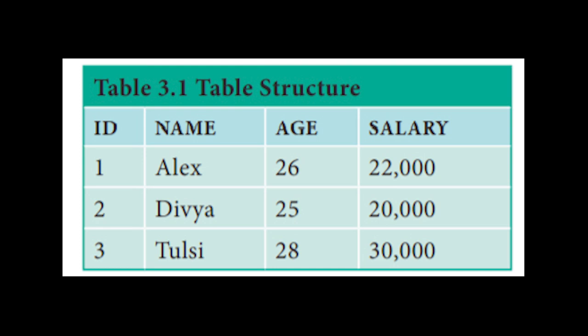And row means a single entry in a table is called a row. This row can be said to be a record or a tuple also. Understood? See in this table, as I said, ID is a column, name, Alex, Divya, this is a column. Row means one row. The first row is ID, name, age, salary. This is the first row. And the second row has the details of Alex. First name is Alex and the age is 26, 22,000 is the salary. This is a row. Okay, have you got a clear idea of database, column and row?